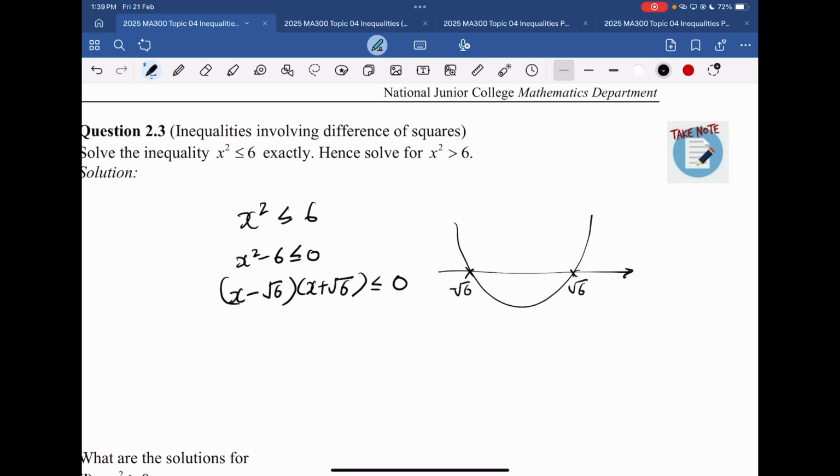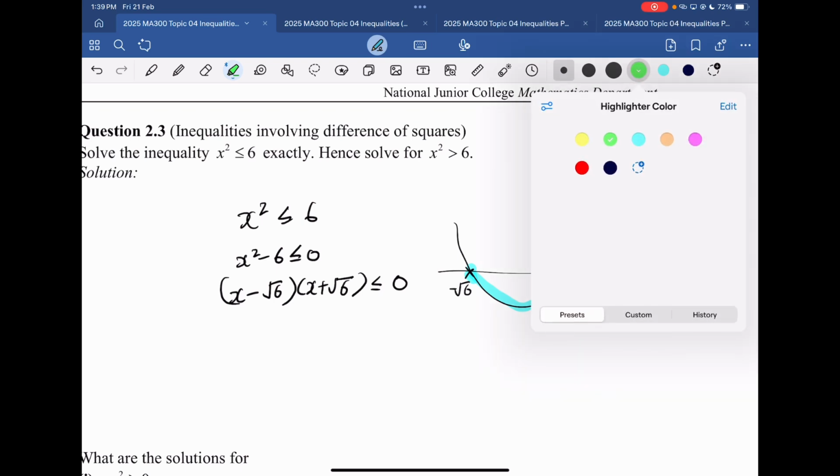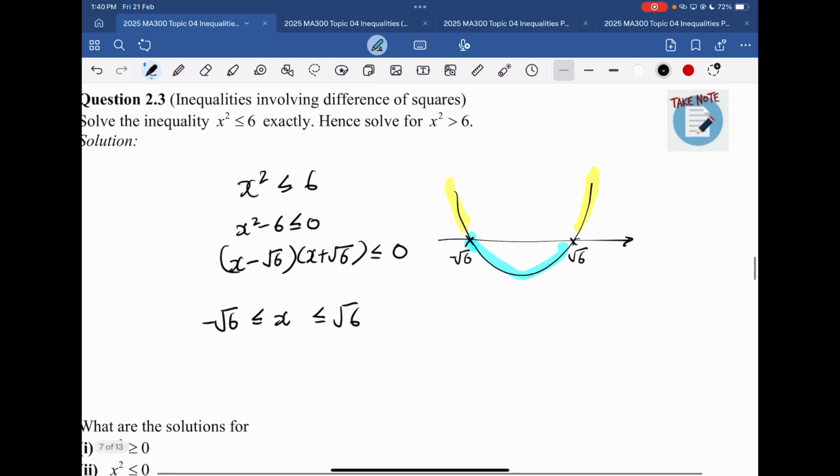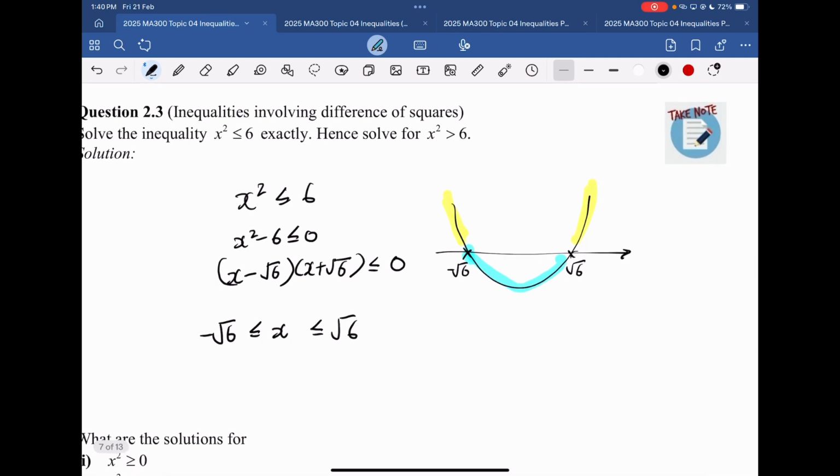Javier, can you tell me? Is it the blue color portion or the yellow color portion? Very good. How do you write out the blue color portion? Correct. Can I write it this way? Can, right? If it's one set, I can write it this way, because my x is between here to here. Yellow, then I cannot write.